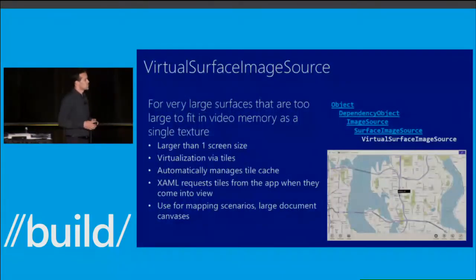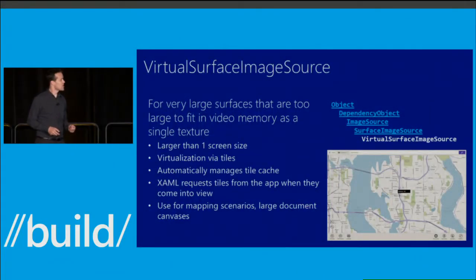So next up, virtual surface image source. This is a type that derives from surface image source. And basically, it's for very large surfaces that are too large to fit in video memory. Some of you who've worked with DirectX before are probably familiar with the concept of max texture size, which is a limitation that each hardware device has, that you can only create a texture that's a certain size in pixels. This is a kind of a blocker for doing good UI framework development. So in order to work around this, we provide some virtualization for you.